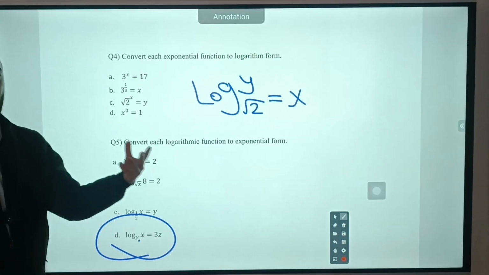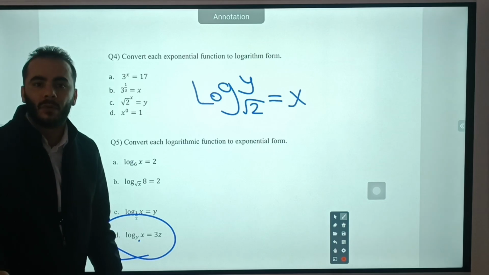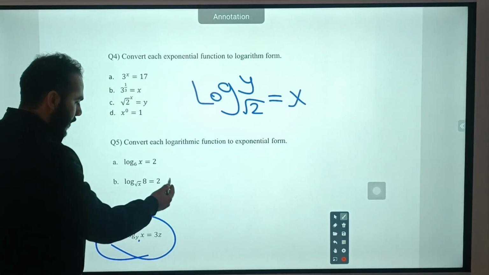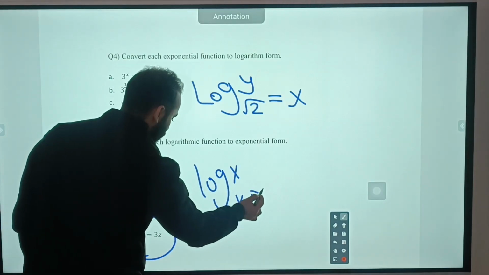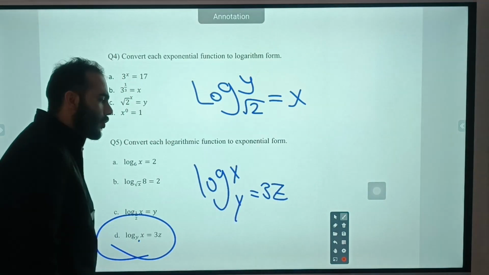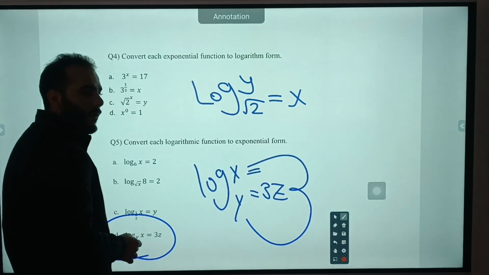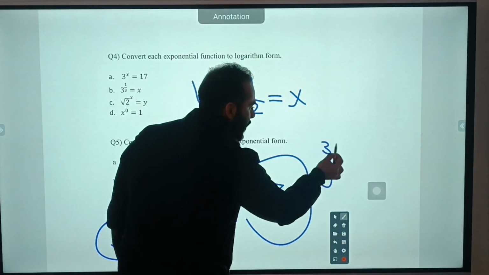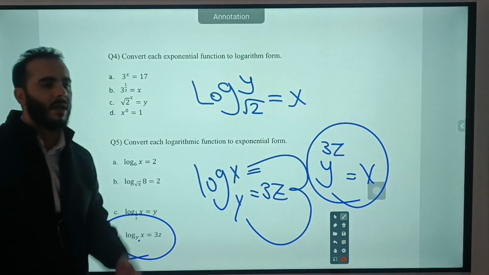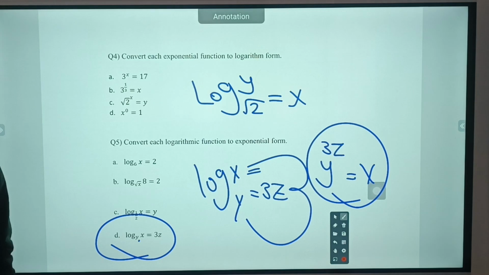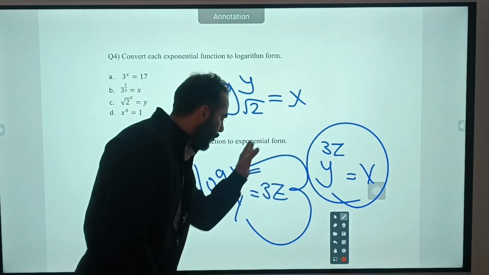What if we have a logarithm and want to turn it to exponential form? Use the right hand rule. So here we have logarithm base y of x equals 3z. We are going to say y powered by here equals to here. So y powered by 3z equals x. That is the exponential form of this logarithmic form. Got it? Use the right hand rule. y powered by 3z equals x.